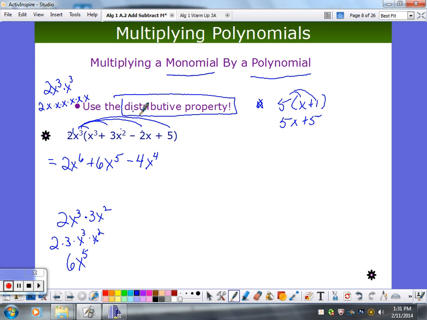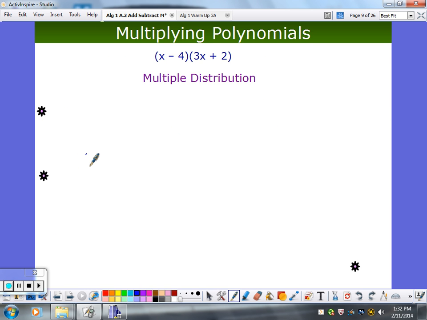Okay, 2x cubed times 5. Now what we got? And when you're all done, you should kind of check. Sometimes you can combine like terms here. I don't see it. That was multiplication. That was an easy one.